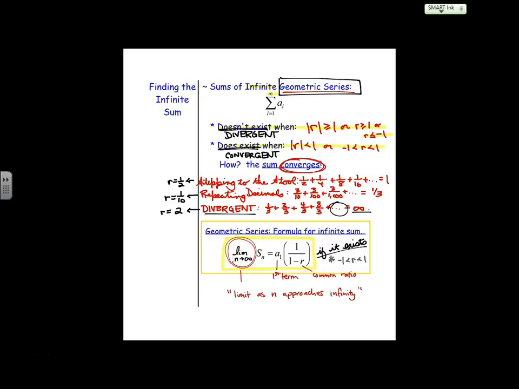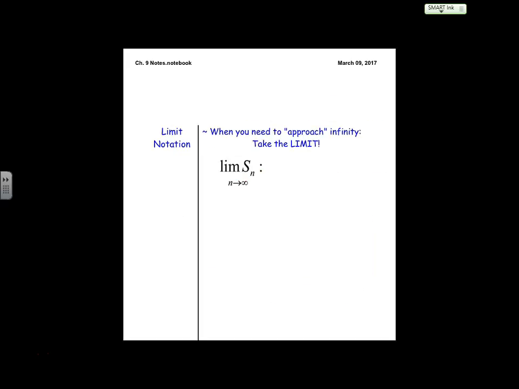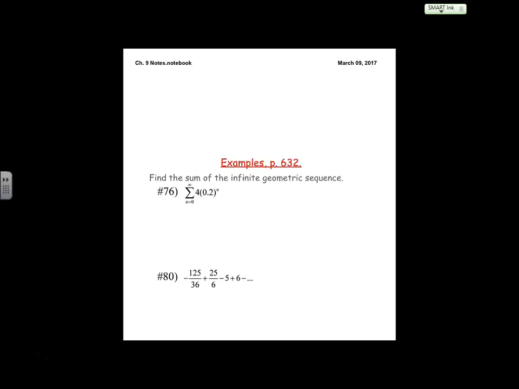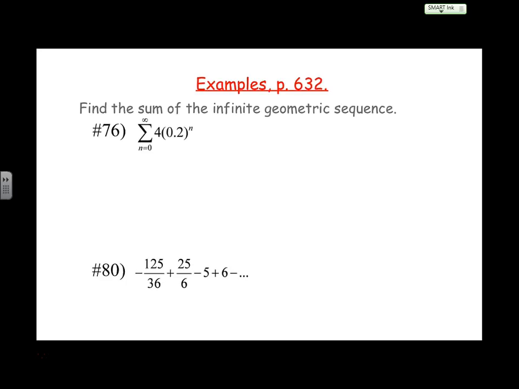Now, just because I'm a calculus teacher, just because this is honors pre-calc, we're going to talk more about limits in just a second. But first, let's do some examples with those geometric series ideas, okay? Hence why we're taking more time on section 9.3. Find the sum. Not the nth partial sum, not the fifth sum, not the sixth sum, not the 10th sum. The sum of the infinite geometric sequence.